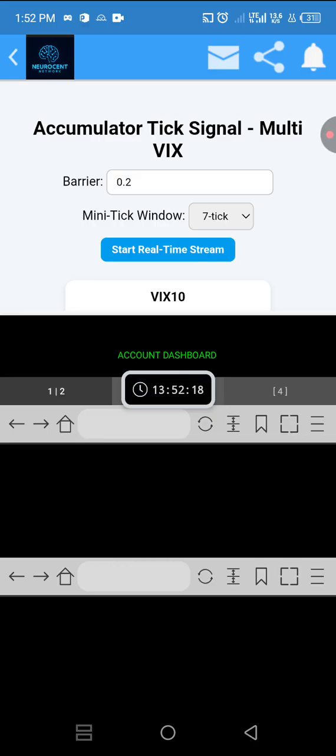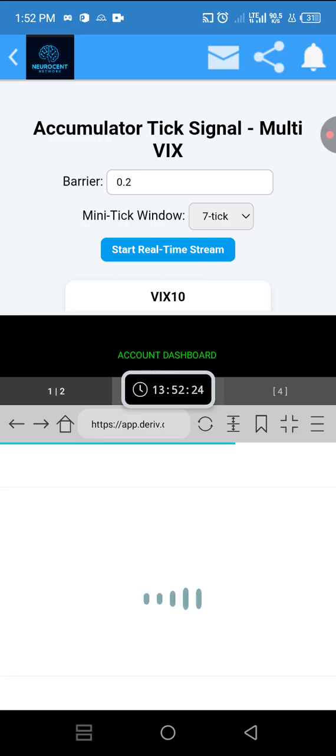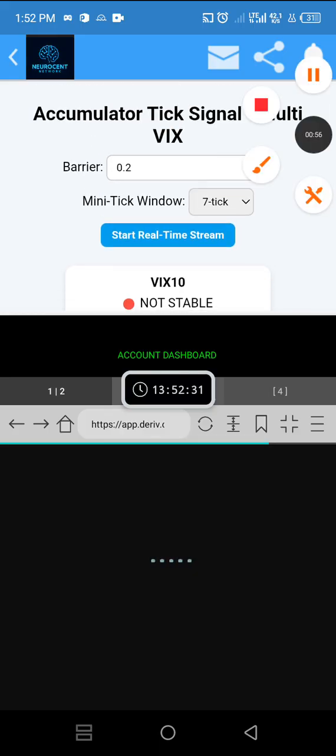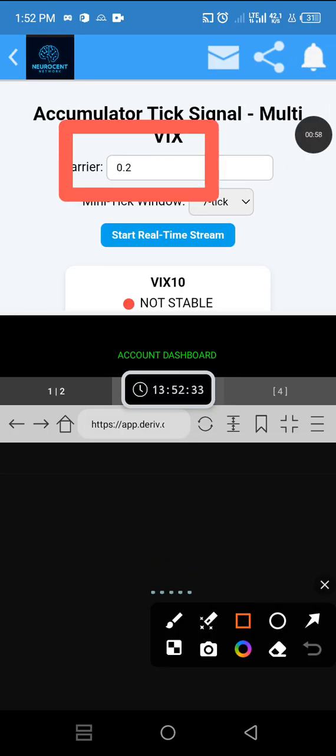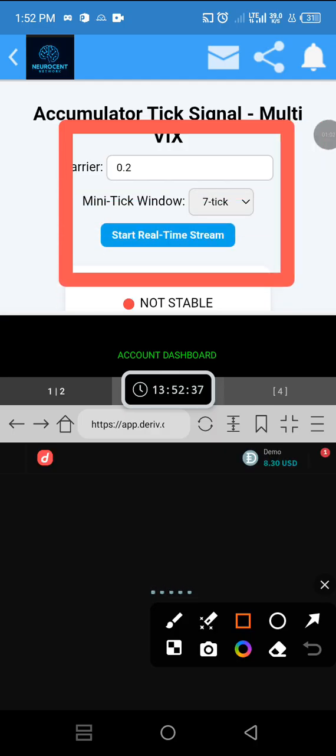After observing all time frames being sideways, the next thing is you pick Volatility 75 on your Deriv trading platform. Then you set your barrier here. Accumulator is all about trading in between the barrier. So you set your barrier in this software I built.